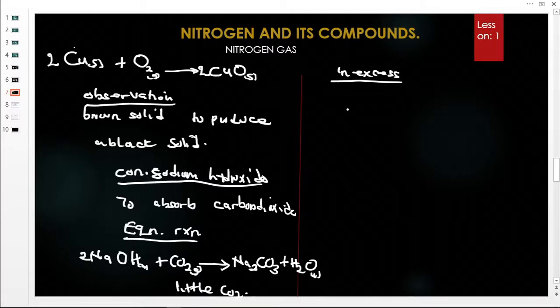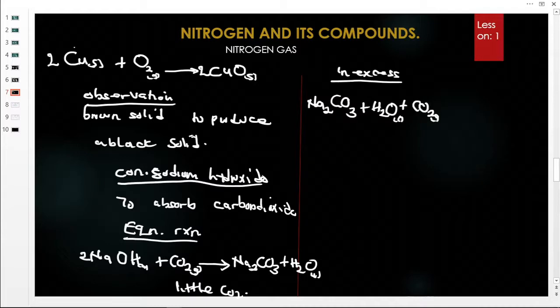Before going into excess, we have to start with a little, then it keeps on coming. That's when we are going to get sodium hydrogen carbonate. So if it is in excess, it has to first form sodium carbonate plus water. Then we add in more carbon dioxide, which is now in excess, which is a gas, so it's going to form sodium hydrogen carbonate as one compound.